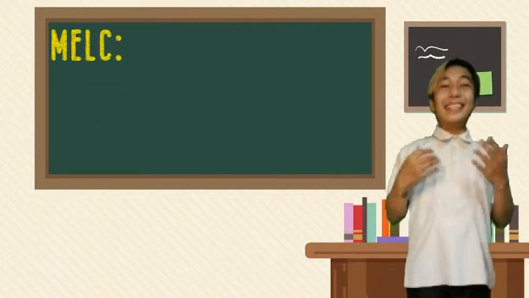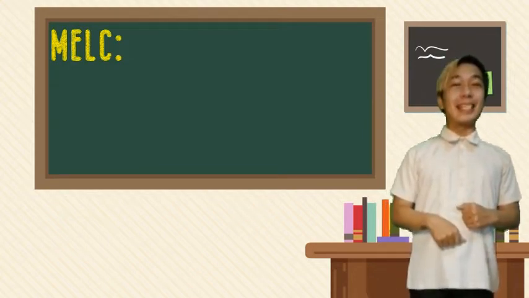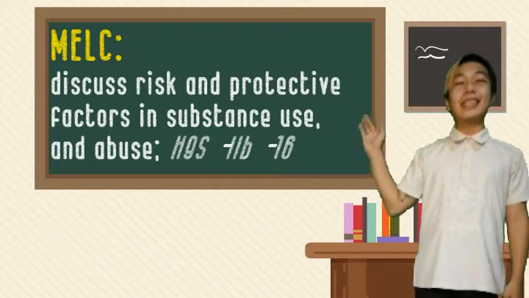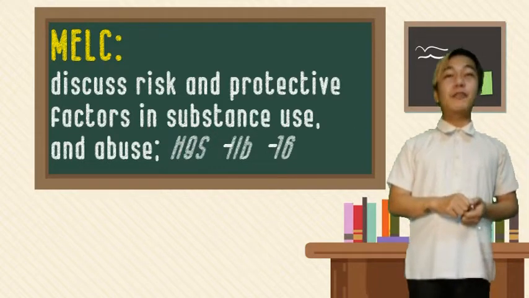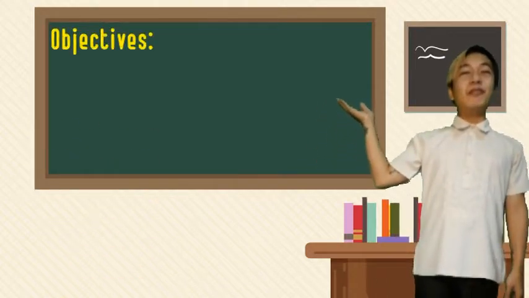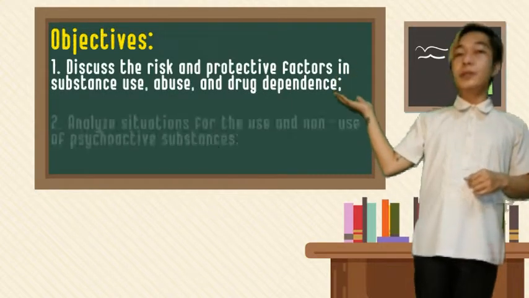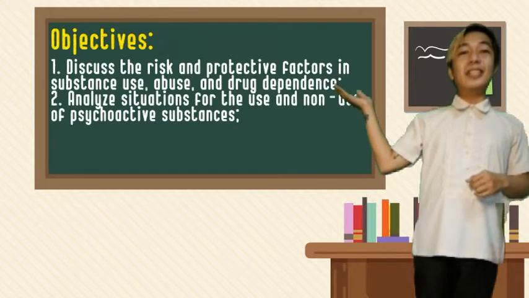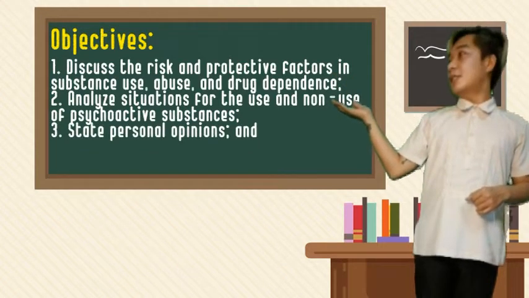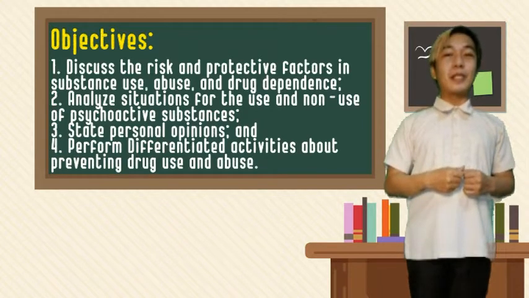Amen. Once again, good day, everyone. To start with, let us have our most essential learning competencies. We have discussed risk and protective factors in substance use and abuse. For our learning objectives, number 1, discuss the risk and protective factors in substance use, abuse, and drug dependence. Number 2, analyze situations for the use and non-use of psychoactive substances. Number 3, state personal opinions. And number 4, perform differentiated activities about preventing drug use and abuse.